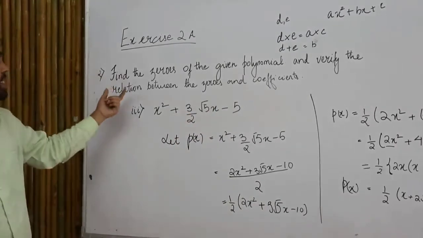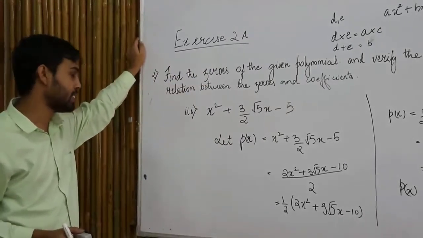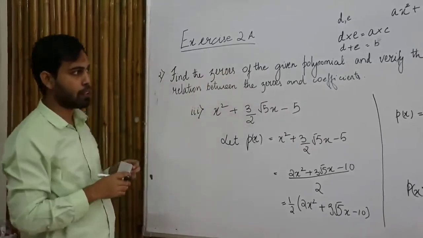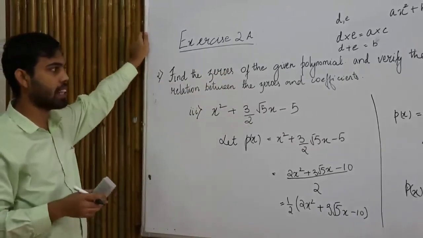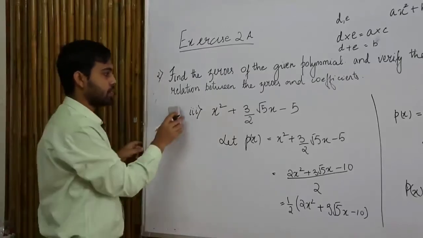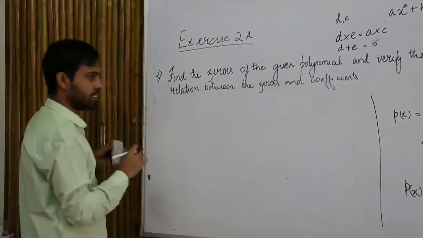Now again it says I have to verify the relation between the zeros and the coefficients. So the first part of the question is done. I have found out the zeros of the polynomial. The second part of the question says I have to verify the relation between the zeros and the coefficients. So let us do so. So this is the verification part.